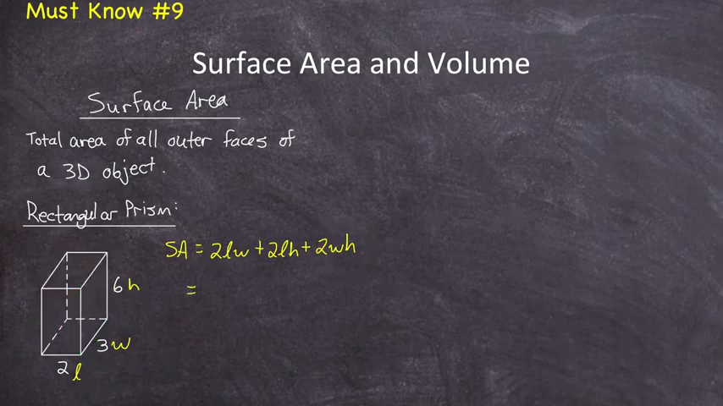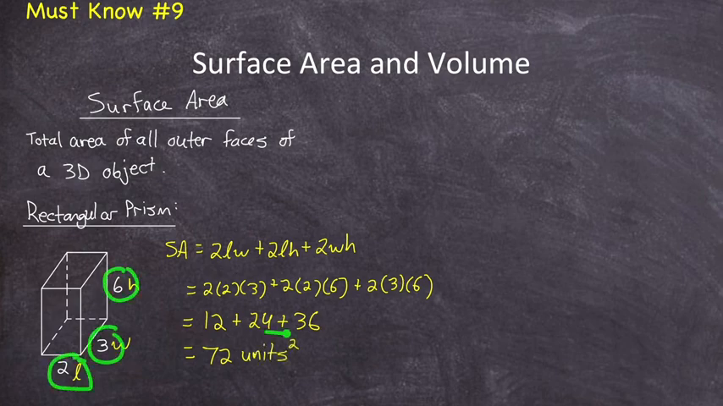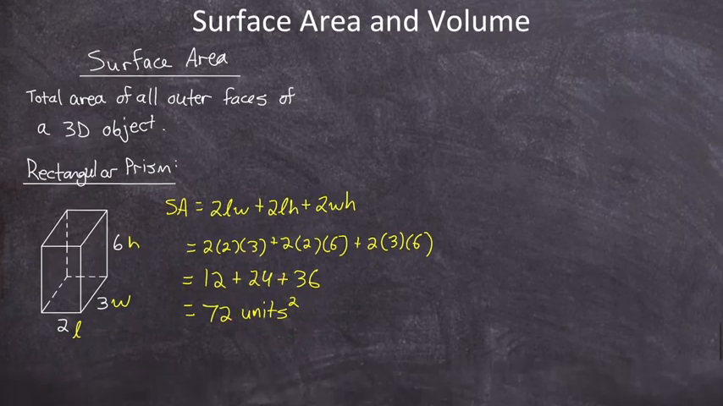And now if I sub into this formula, if I find the products, I have 12 plus 24 plus 36. That would be 72 units squared. In the diagram, the dimensions didn't have units, so I'll just write units squared. Surface area, whenever we're doing any type of area, the units are always going to be squared in our final answer. And now let's do one more shape for surface area.